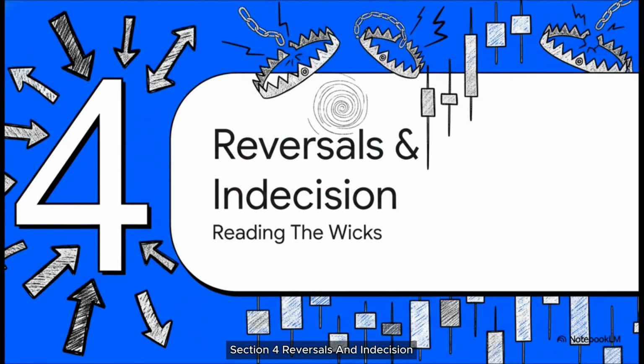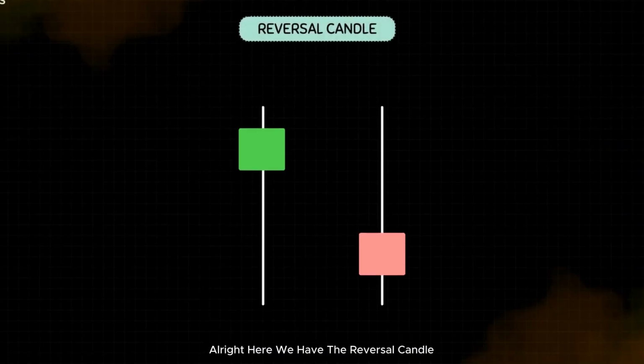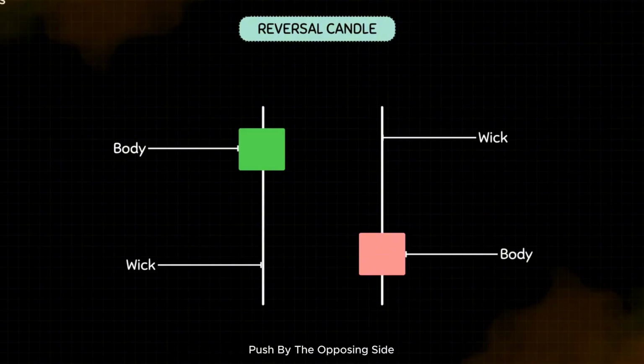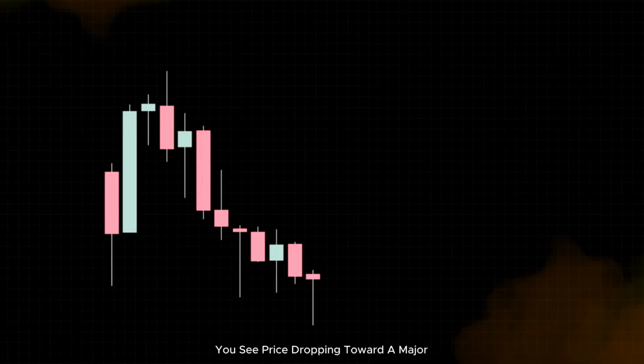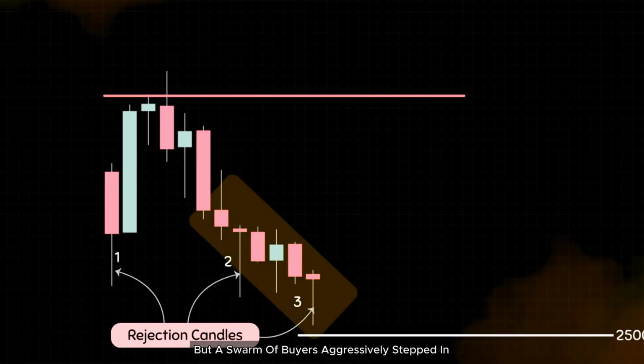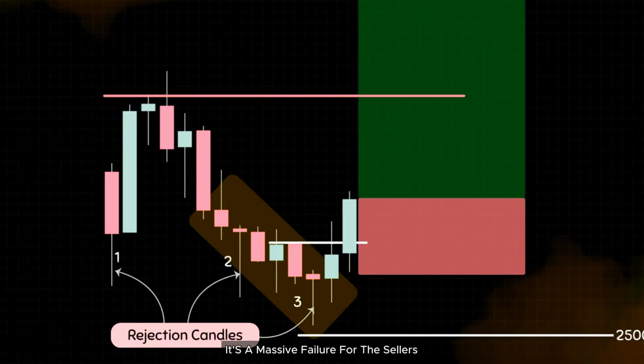Section 4, Reversals and Indecision. We are learning to read the wicks. Alright, here we have the reversal candle, sometimes called a hammer. It has a small body but a very long wick. And you know what? That wick is your new best friend. It is the literal footprint of a completely failed push by the opposing side. For example, say you see price dropping toward a major psychological level, like 25,000 on the Nifty, and suddenly a candle forms with a massive wick pointing down. Well, that tells a story. It means sellers tried with all their might to push the price lower, but a swarm of buyers aggressively stepped in, rejected it, and pushed the price all the way back up to the open. It's a massive failure for the sellers.